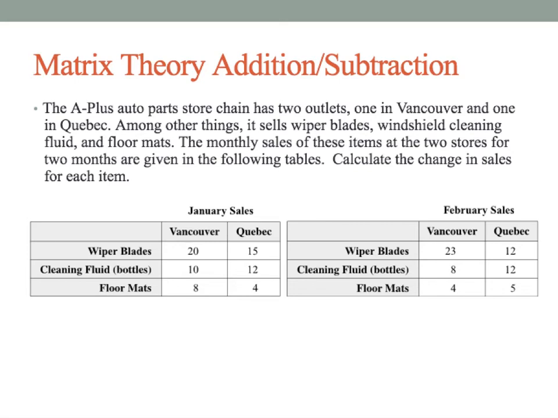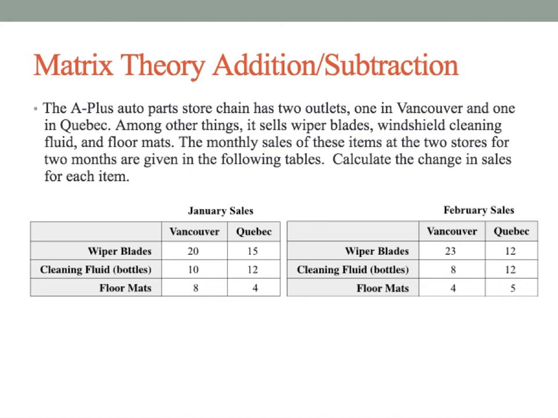Alright, last example of this section, we have a word problem. The A Plus Auto Parts store chain has 2 outlets, one in Vancouver and one in Quebec. Among other things, it sells wiper blades, windshield cleaning fluid, and floor mats. The monthly sales of these items at the 2 stores for the 2 months are given in the following tables. Calculate the change in sales for each item. So basically what we're trying to find out is the difference in sales from January to February for both these locations. The table makes it look like a lot, but really there's not too much to this problem. All we need to do is create some matrices and perform the operation.